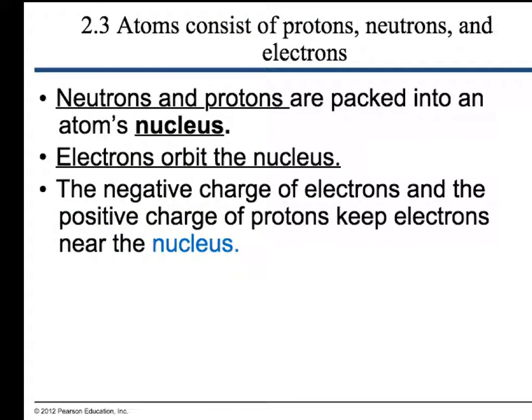So when we look at where these subatomic particles are located, we know that our protons and neutrons are packed into what we call the nucleus of the atom, which is different than the nucleus of a cell. And then the electrons are going to orbit. They're going to go around the nucleus. The negative charge of the electrons and the positive charge of the protons keep the electrons near the nucleus. So those protons and electrons are attracting one another, which keeps the electrons from flying off the atom.